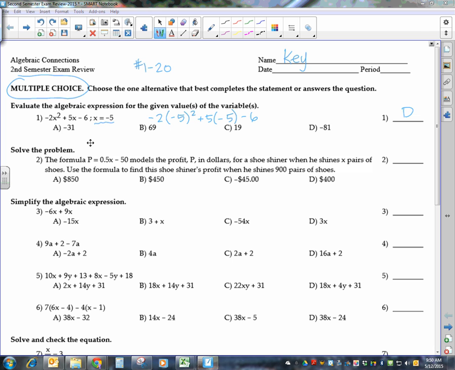Okay, number 2, the formula. The formula P equals 0.5x minus 50 models the profit P in dollars for a shoe shiner when he shines X pairs of shoes. Use this formula to find the profit. So that means I'm looking for P if he shines 900 pairs of shoes, and 900 is X. So I'm going to go back here and plug in 900 for X. And when you do that, 450 minus 50 gives you an answer of $400. So your answer would be D.